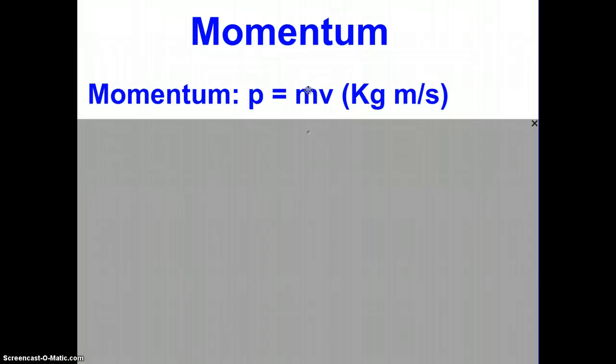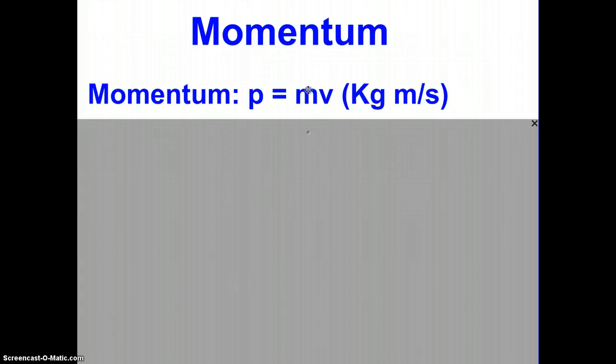Our symbol for momentum is lowercase p. Make sure you don't get sloppy with your p, as capital P is power and lowercase p is momentum. And since it's a product of mass and velocity, mass is m, velocity is v, so p equals mv. We also see that the units here, based on our product of mass and velocity, mass being kilograms and velocity being meters per second, the unit of momentum would be kilogram meter per second.